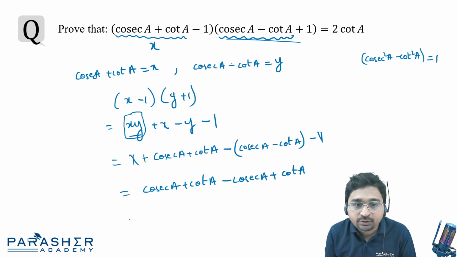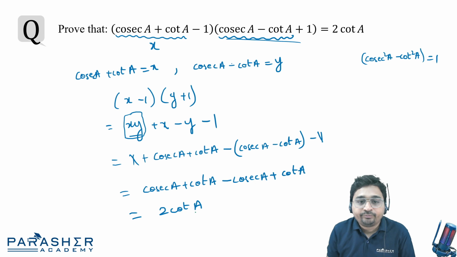Careful with the minus signs. And once I simplify this, cosecant A will get cancelled. You will get 2 cot A. That is equal to RHS.